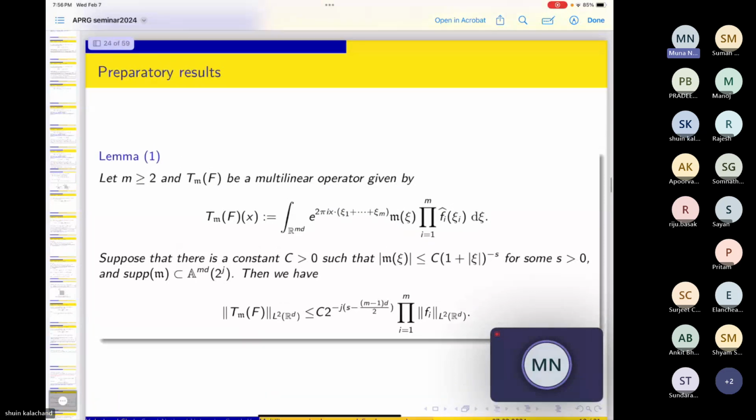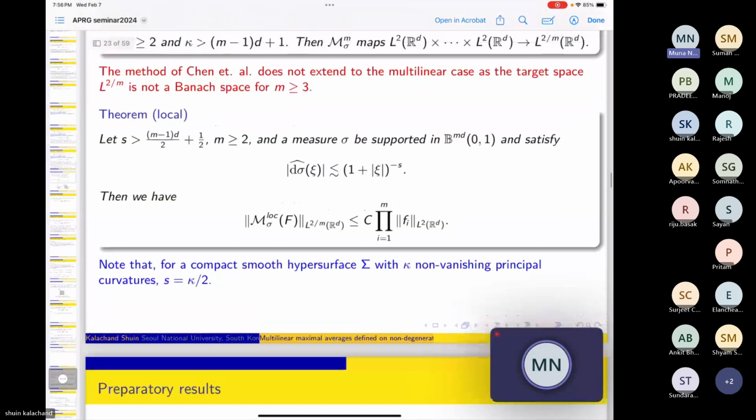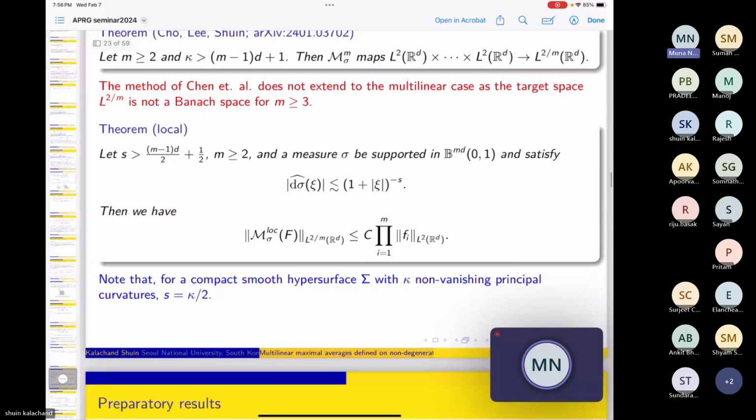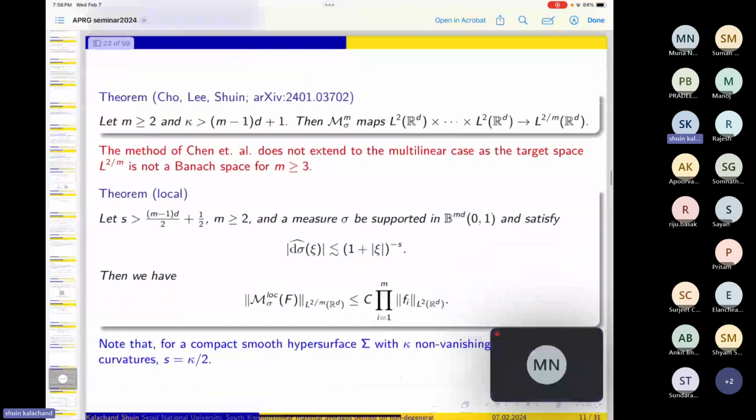Kalachand, yes. Is this sigma the surface measure of the compact hypersurface, or is it different from that? No, it is the surface measure on this hypersurface. Yes, that is okay. Okay.